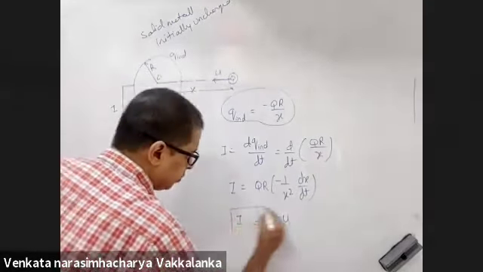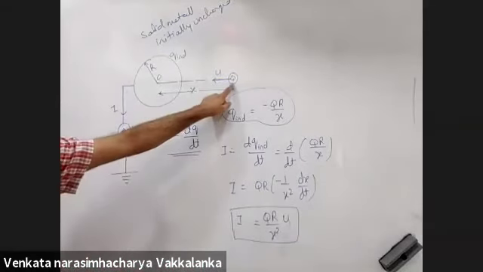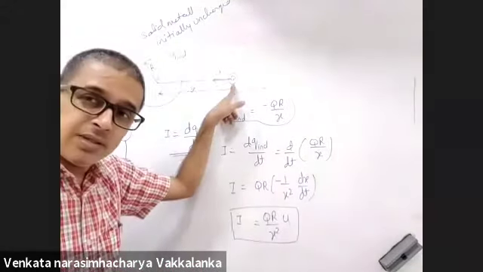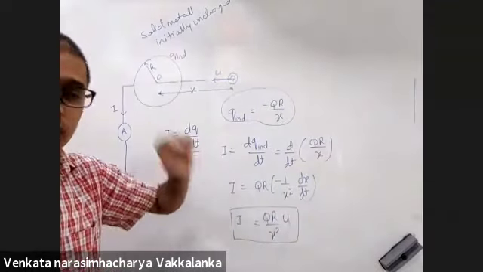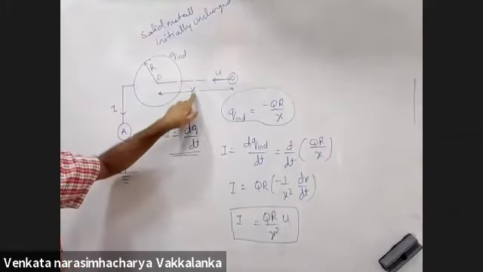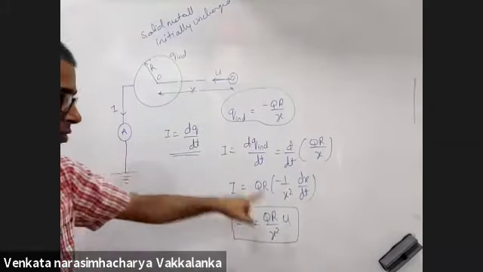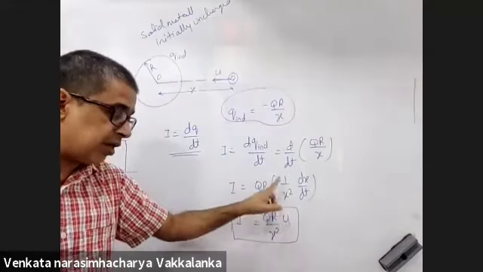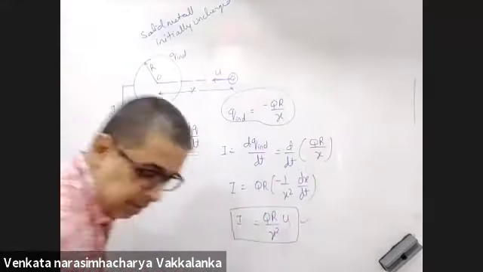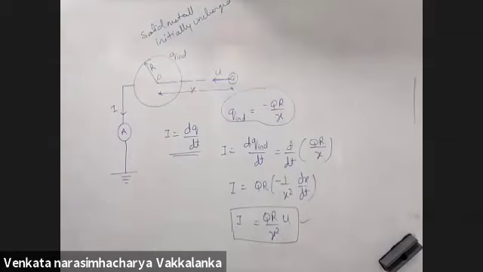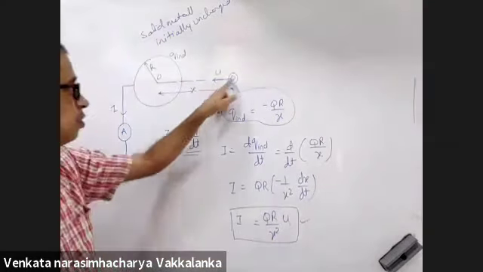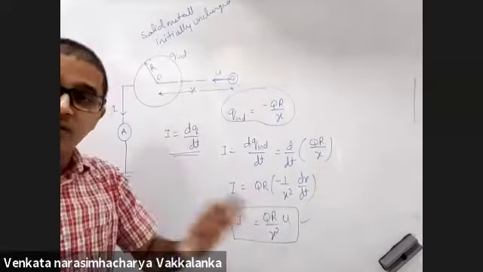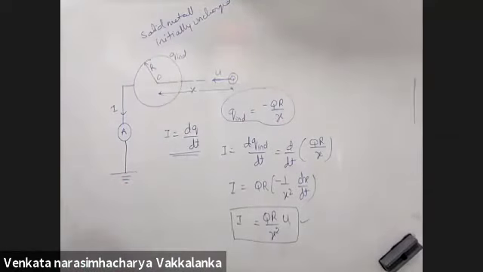Right? QR by x square, dx by dt. Dx by dt is minus u, since x is decreasing. You are not expected to commit this mistake at this stage. Minus of minus is plus. This is the current that you observe in the ammeter at this instant. X changes, current changes. It moves slightly closer. So it is instantaneous current only.